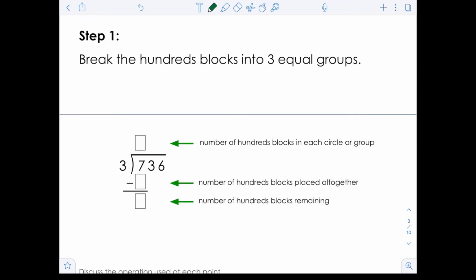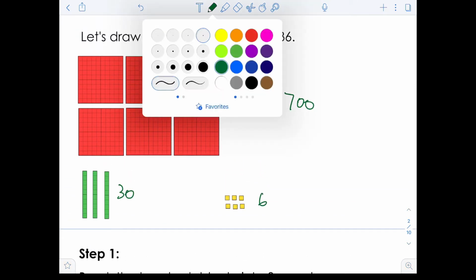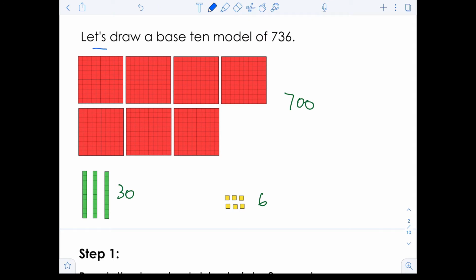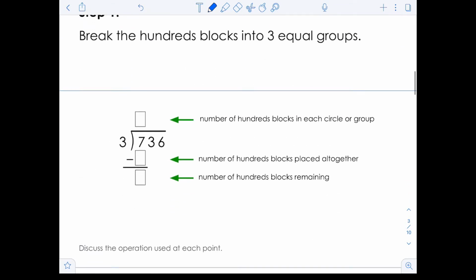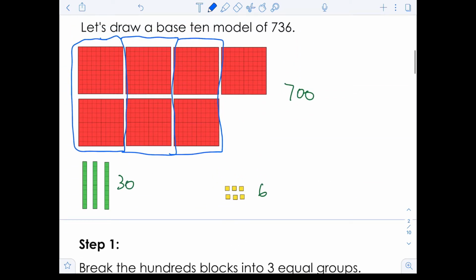Step 1, break the hundreds block into 3 equal groups. So we're just focusing on the red blocks, and we're going to break them into 3 equal groups. So here's one group, here is another group, and here we have a third group. So we have 2 in each group and we have 1 left over. So up here we put down how many in each group, how many blocks all together. We had 6. That's the blocks in the groups.